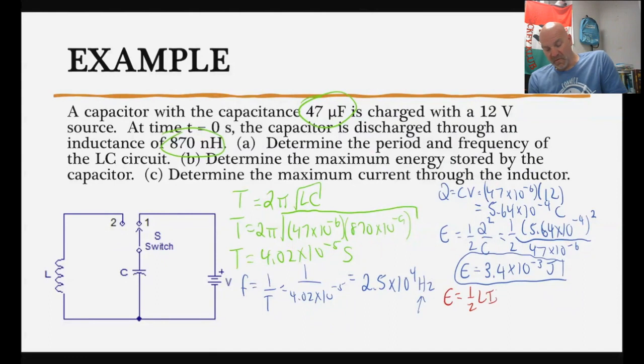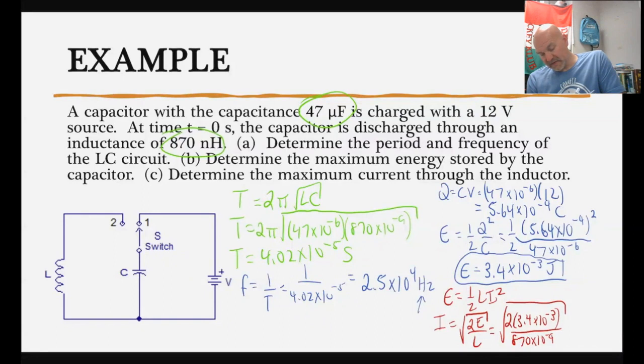So we use the 1/2 L I squared equation, and we solve this for I, which would be root of 2E over L. So we do the square root of 2 times 3.4 times 10 to the negative 3rd over 870 times 10 to the negative 9th. There's going to be a big number. Take the square root of that, and we get a current of 88 amps.